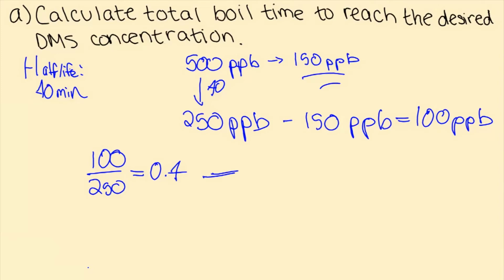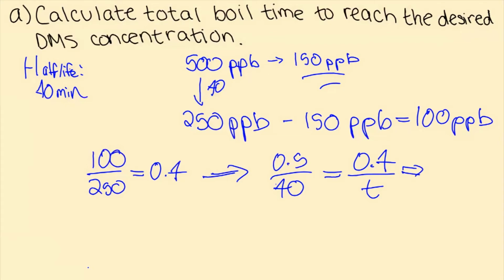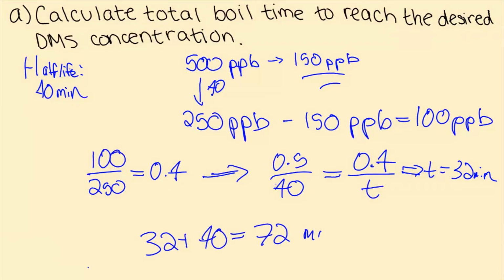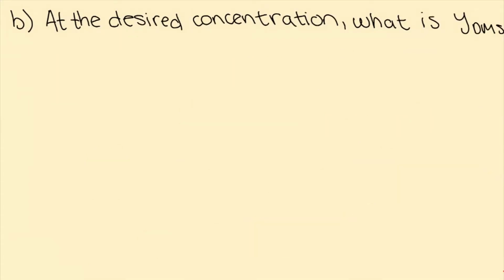So we take that in, and we'll say that 0.5 has gone away after 40 minutes. So then the mysterious T will be solved for using 0.4. And we'll get that T equals 32 minutes. So adding the two times, we get 32 plus 40 equals 72 minutes. And that's the solution to part A.